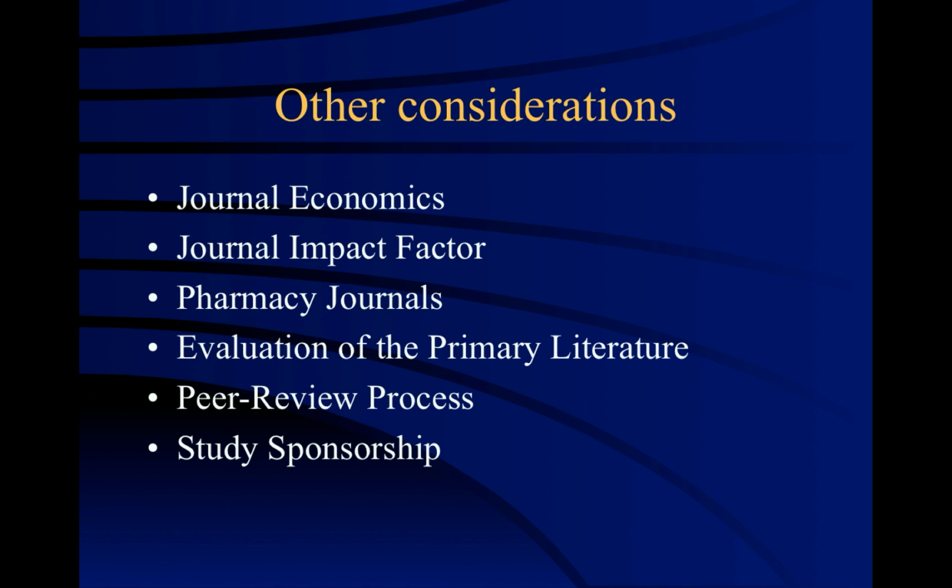Other considerations you should take into consideration when you're reviewing an article are the journal economics. Some journals are nonprofit and others are for-profit. Some derive their revenues from voluntary or involuntary subscriptions. You may have to pay to get your article published in that journal. The primary source of a journal's revenue is through advertisement. Some also obtain support from sponsoring organizations.